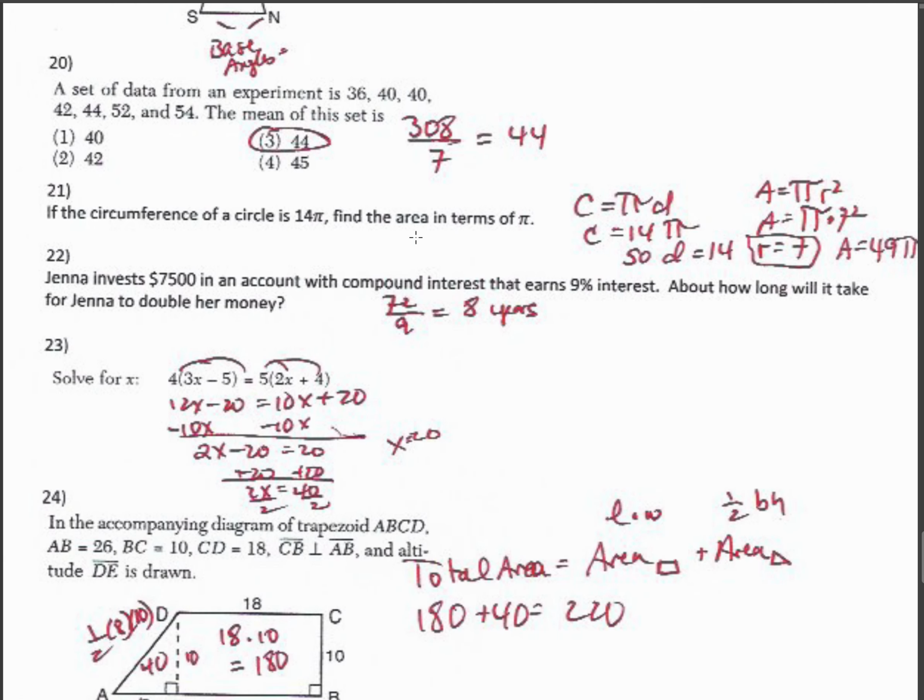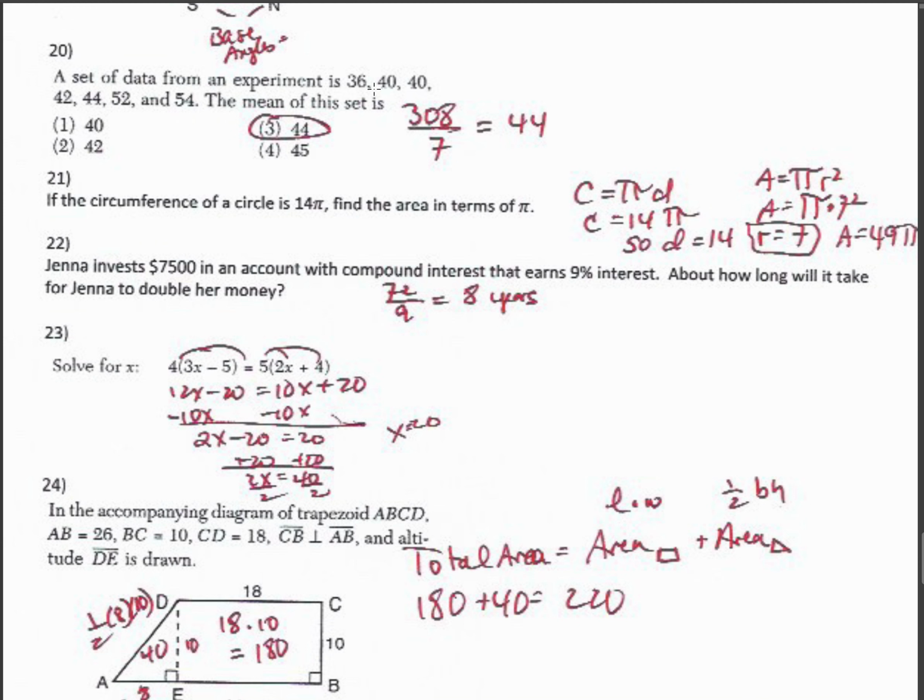Number 20, a set of data from an experiment is 36, 40, 40, 42, 44, 52, and 54. The mean is, add them all up, divide by how many there are. If you add them all up, you'll come up with 308. Divided by 7 is 44.